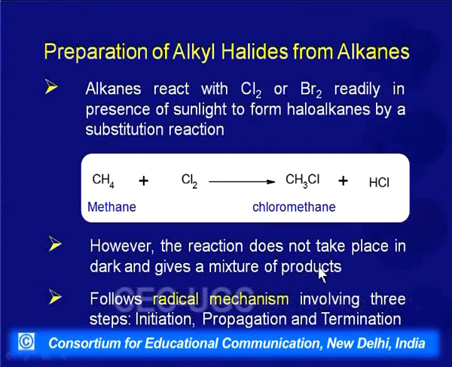However, the reaction does not take place in dark and gives a mixture of products, and it follows a radical mechanism involving 3 steps, and the 3 steps are initiation, propagation and termination. Let's see in detail what these processes are. So, the method by which we can prepare alkyl halides using chlorine or bromine is radical halogenation, and in the radical mechanism the first step happens to be the initiation step.